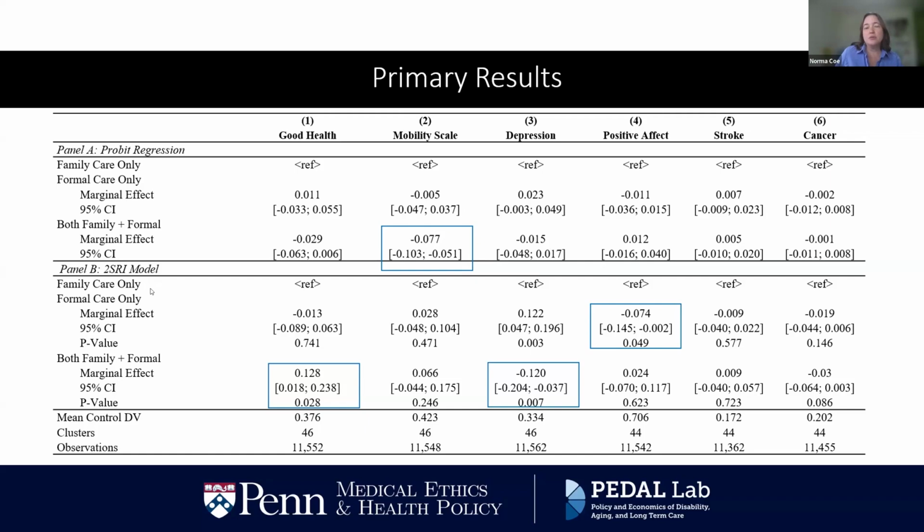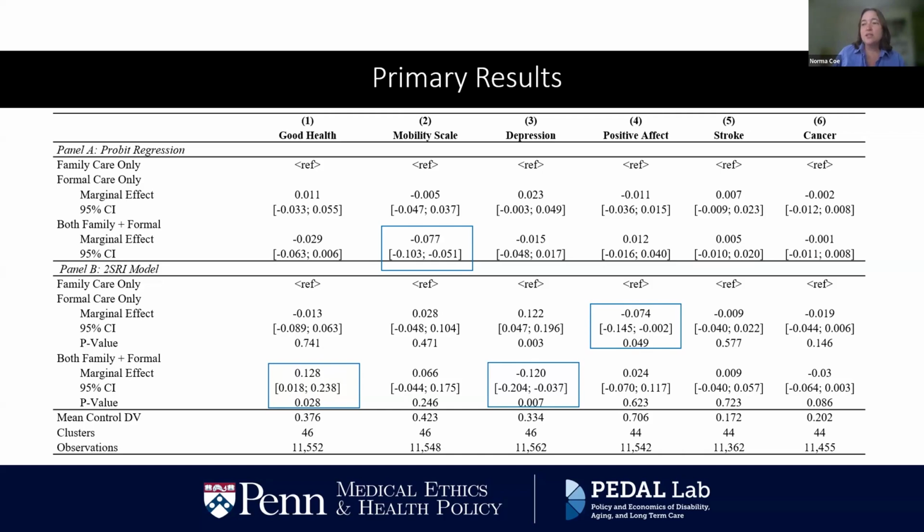When we move to panel B, that's where we get into our causal methods and our causal results. We do start seeing some effects once we move to the IV model. We found that people receiving formal care only are less likely to have positive affect, or a positive outlook on life. This is actually a worse outcome, with the way positive affect is scored, than people receiving family care only. And those receiving family and formal care have better self-rated health and lower depression as measured by the CESD-8 compared to those receiving family care only.